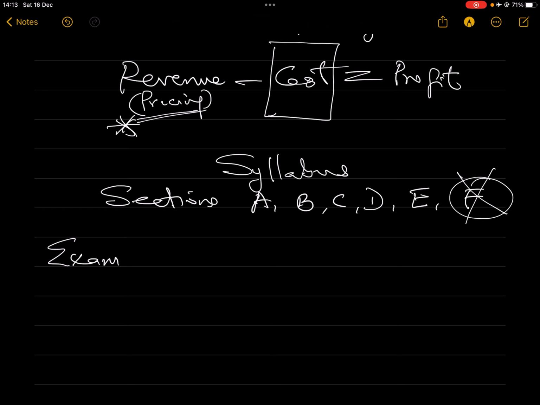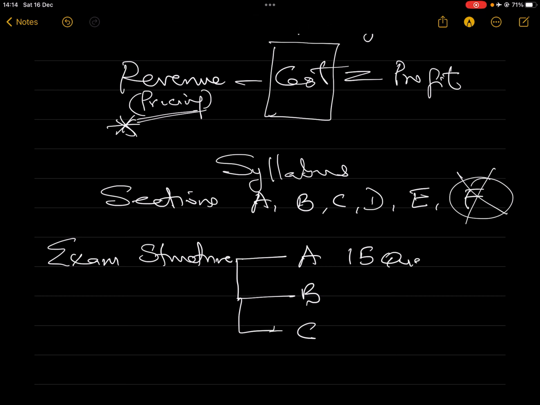Let me quickly remind you about the exam structure. It's very similar to FM. You're going to have section A, section B, and section C, just like you have for Financial Management. Section A is going to be 2 marks each. You're going to have 15 MCQs, 2 marks each, so that's 30 marks from section A.